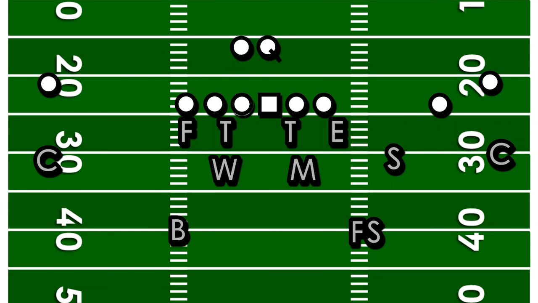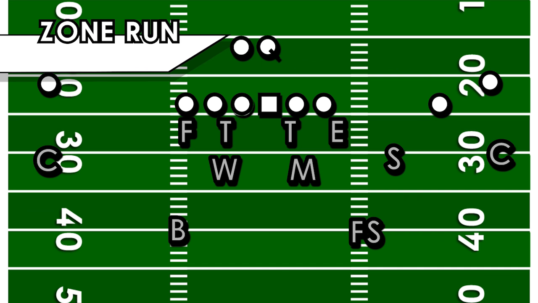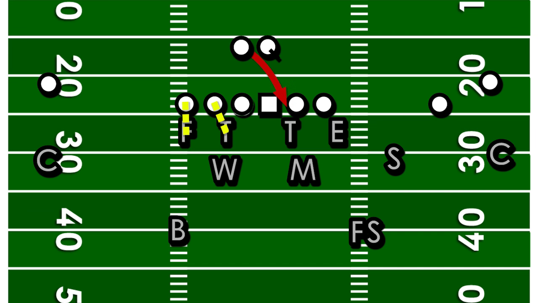The thing that differs between zone runs and gap runs is the blocking rules for the linemen. Like the name implies, in a zone blocking scheme, players are each assigned their own zone to block. This means that they are told to block anyone that lines up head up or to their play side gap.